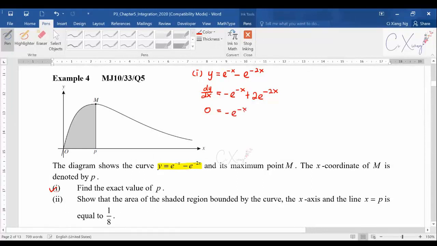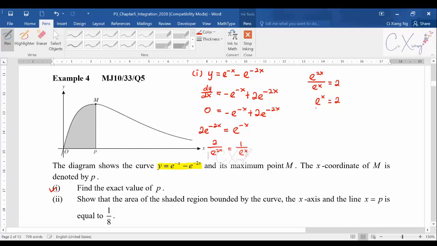And this is what you have here. All right, so you try to get the value for x. Okay, so to get the value of x, I try to move everything over. Then I'm having something like this. I'm having 2 over e power 2x equals to 1 over e power x. So if I bring e power 2x over, I will have e power 2x over e power x equals to 2. Then I'm having e power x equals to 2.